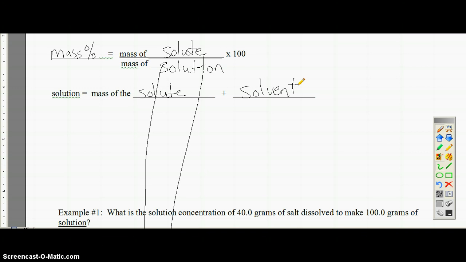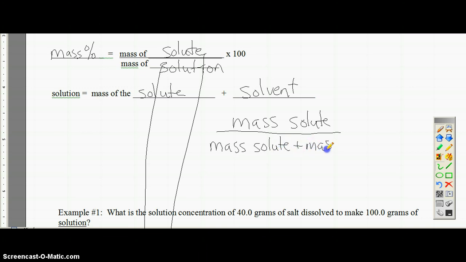So we have this top equation where it says mass of solute over mass of solution times 100. Again, that's the definition of percent. But we can also write it as the mass of the solute over the mass of the solute plus the mass of the solvent. It's a little bit longer this way, but again, it's the same thing. It's just showing the two parts of the solution. So that's another way to express your mass percent.